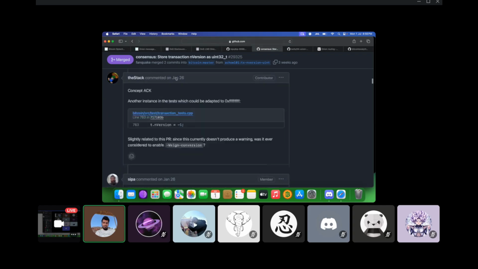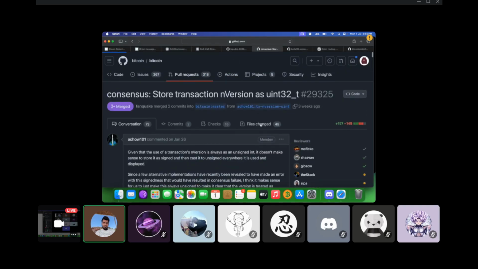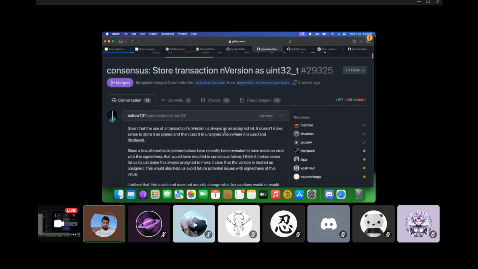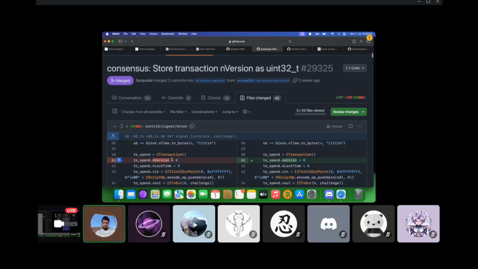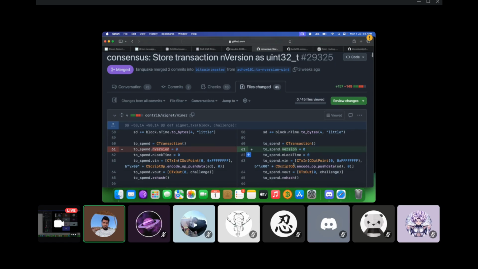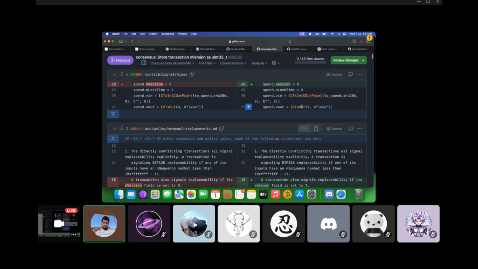And we see the change. I think more than 40 files were changed. So there were around 40 files that contained this variable nVersion, and now everywhere nVersion is changed to version. As you can see, it was earlier nVersion, it's now version. nVersion, version. nVersion, version, everywhere. Okay.